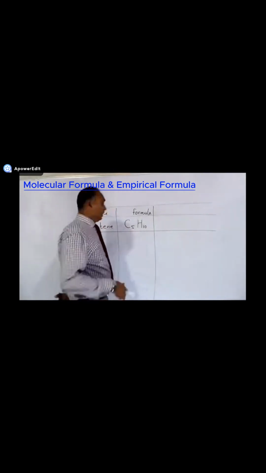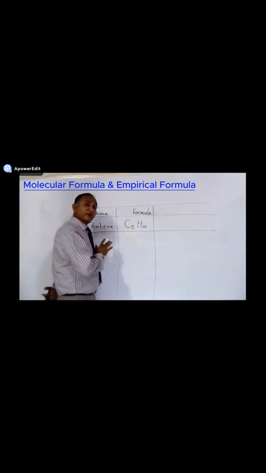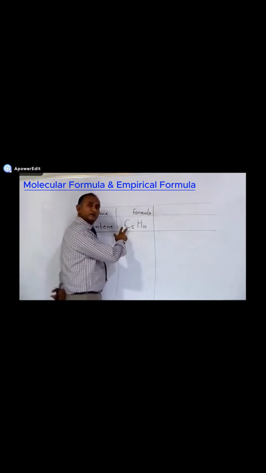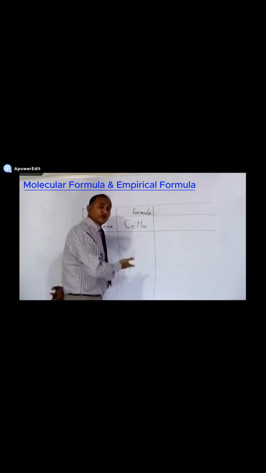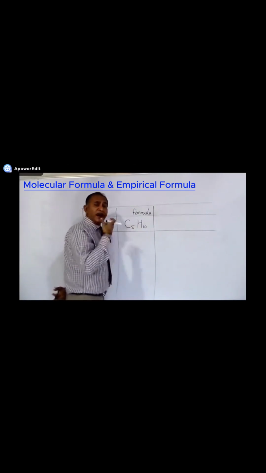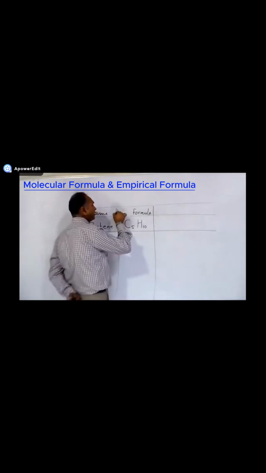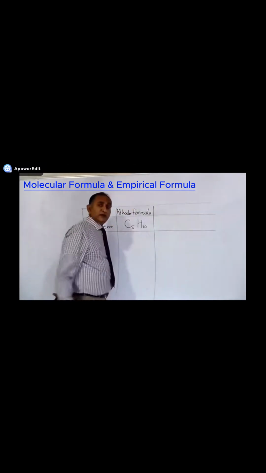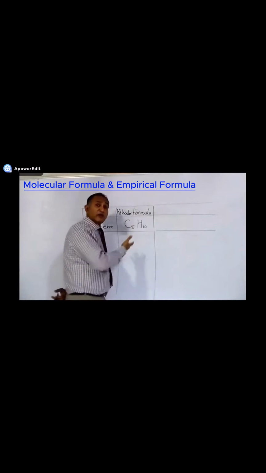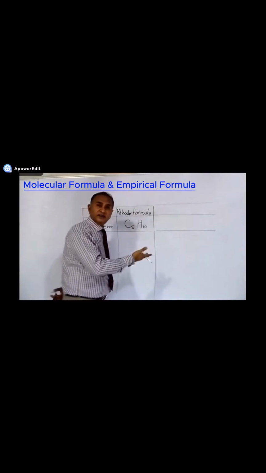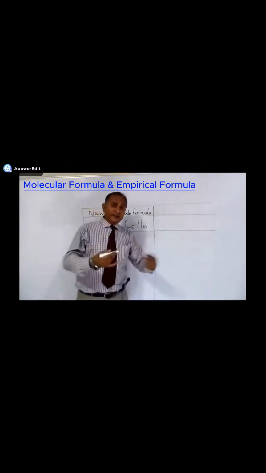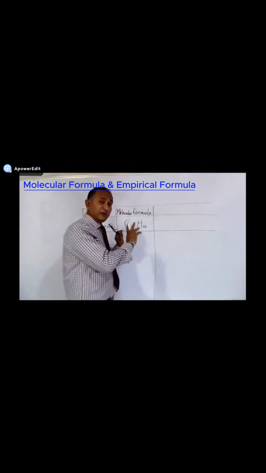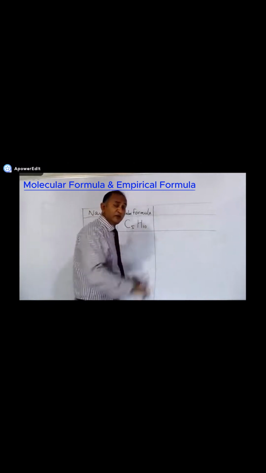If someone asks, in pentene, how many carbons are there? 5. How many hydrogens are here? 10. This is called its actual formula, the real formula. The actual formula of a compound is called molecular formula. And we were using these molecular formulas to find out their masses. Alright? Molecular formula means the actual formula of a compound.